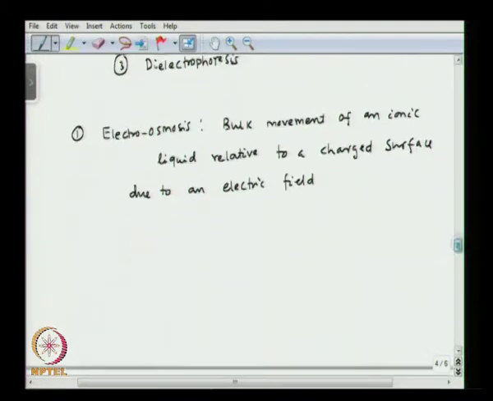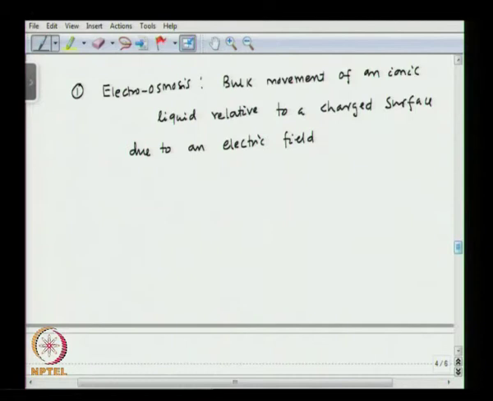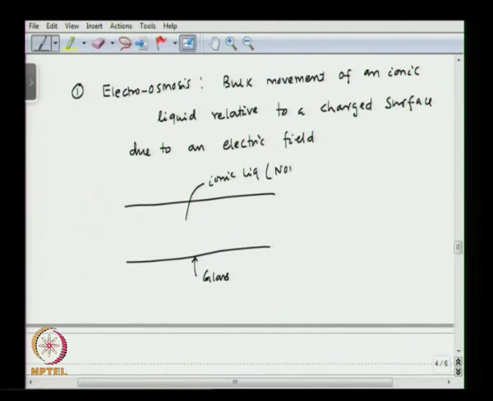Okay. So, in this case let us consider we have a glass capillary. Okay. So, this is made out of glass and we have an ionic liquid present, that means it has non-zero electrical conductivity. Okay. And if we apply a potential difference across the glass capillary or glass channel, then we will induce a flow in this direction. Okay. So, this is the electroosmotic flow.